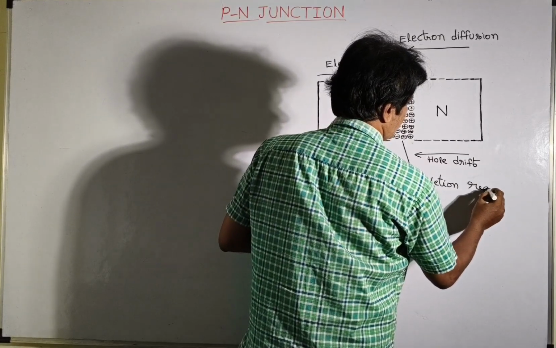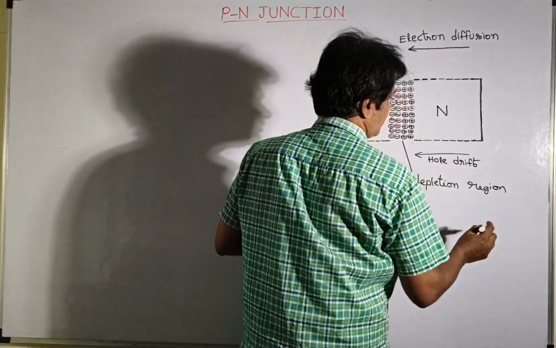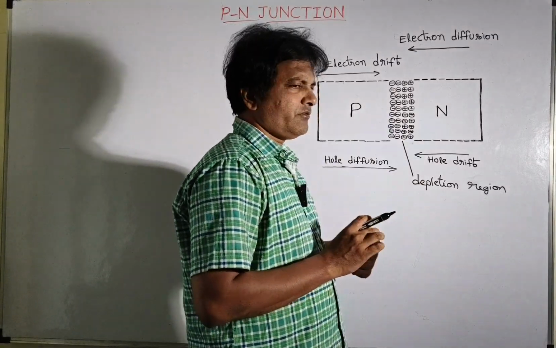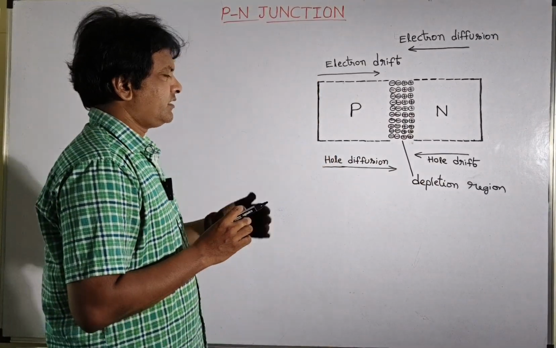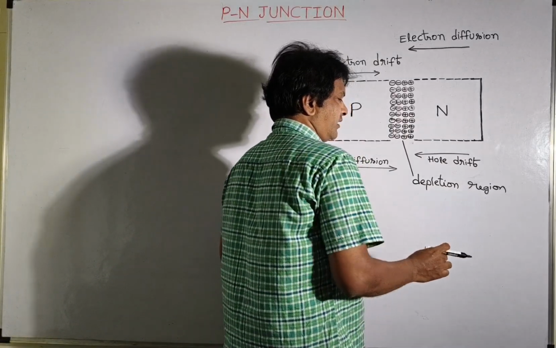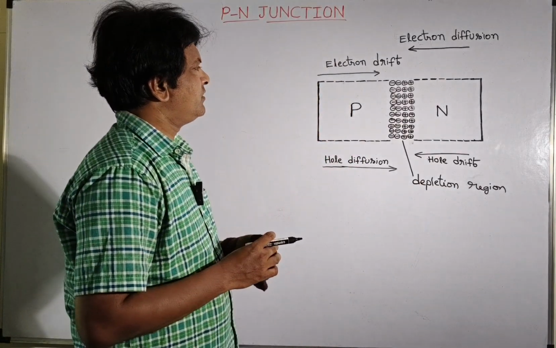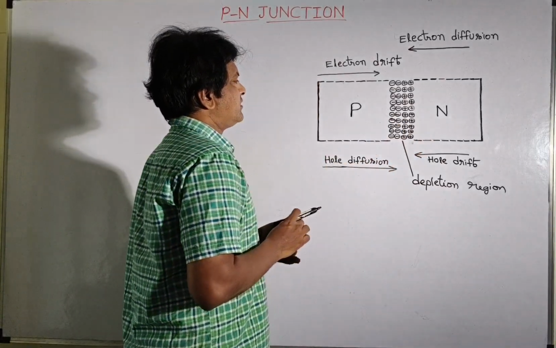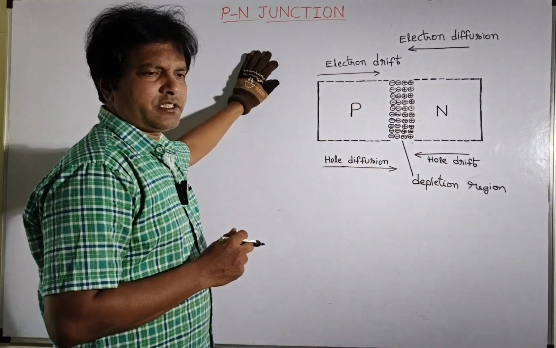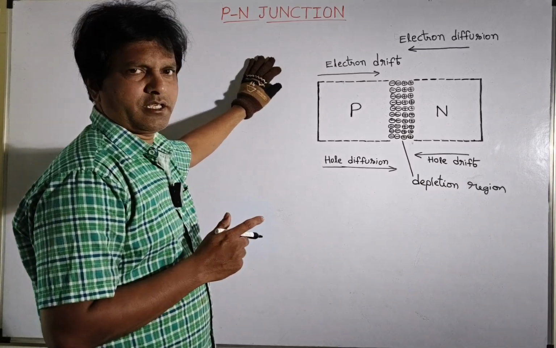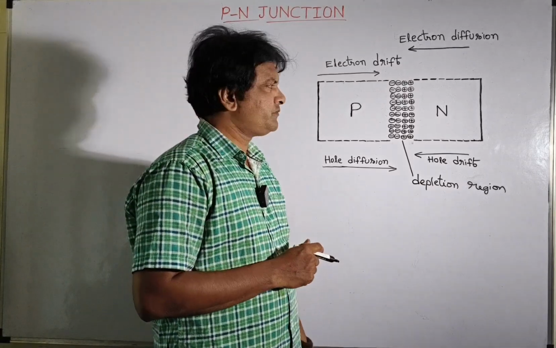Because of the charge movement, the depletion layer will be decreased further, that we will see later. The depletion region will contain no charge elements. So see, the accumulation of charges, this is important. The PN junction has two characteristics: one is diffusion and the second one is drift.